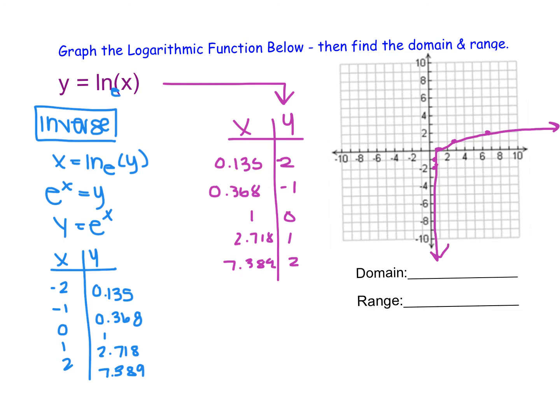Now here we have a domain that is x is greater than 0 because all of the x values are greater than 0, but they don't quite go into that negative range because remember there is a vertical asymptote right here. Then we have our range, which is going forever up and down, so we have all real numbers.